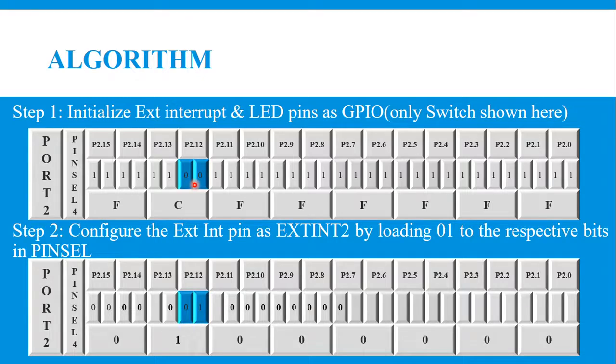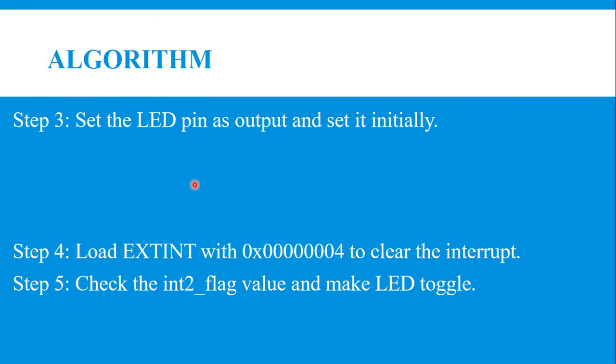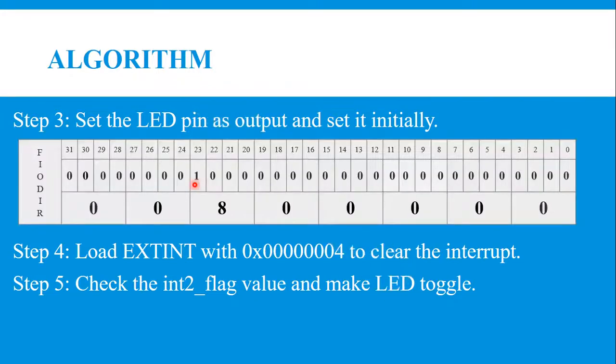Now set the LED pin as output and set it initially. Upon occurrence of interrupt, the LED is going to be turned off. For that reason, the LED pin is set as output and kept set at the initial stage. Then load the EXTINT register, a 32-bit register, with the value 0x04. If you segment the code of 4, it is 0100, so in the last nibble, bit number 2 is going to be 1.